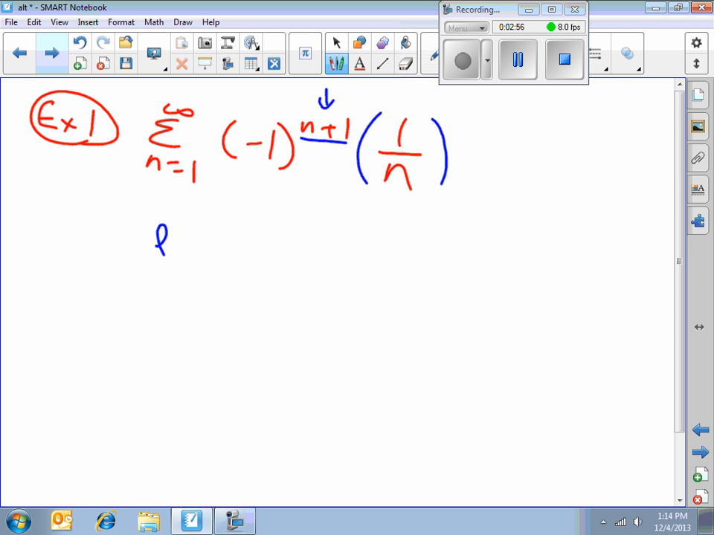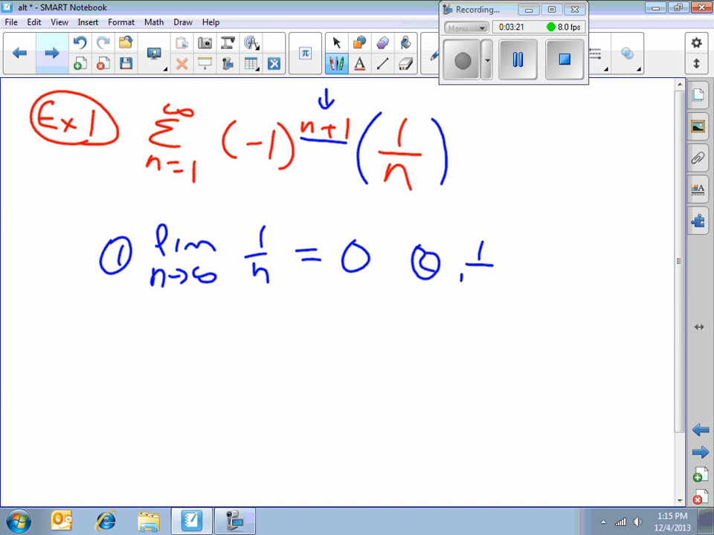So I'm really just concerned with what the other part is doing. Well, this tells me two things. First of all, the limit as n approaches infinity of 1 over n needs to be 0 for this to be true. And clearly, you know that is 0. It's 1 over infinity, which is 0. So the first part of the alternating series test is true.